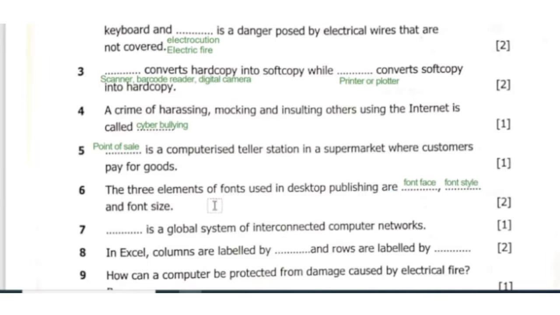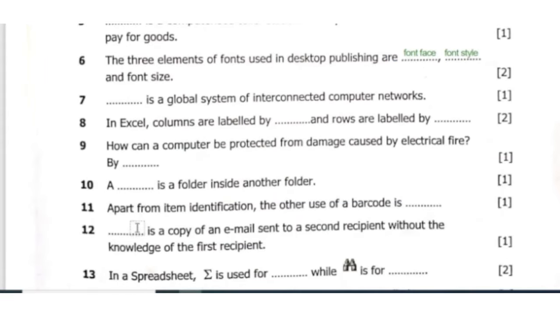Okay, we come to number 7. Dash is the global system of interconnected computer networks. The correct answer is internet. Internet is the global system of interconnected computer networks.